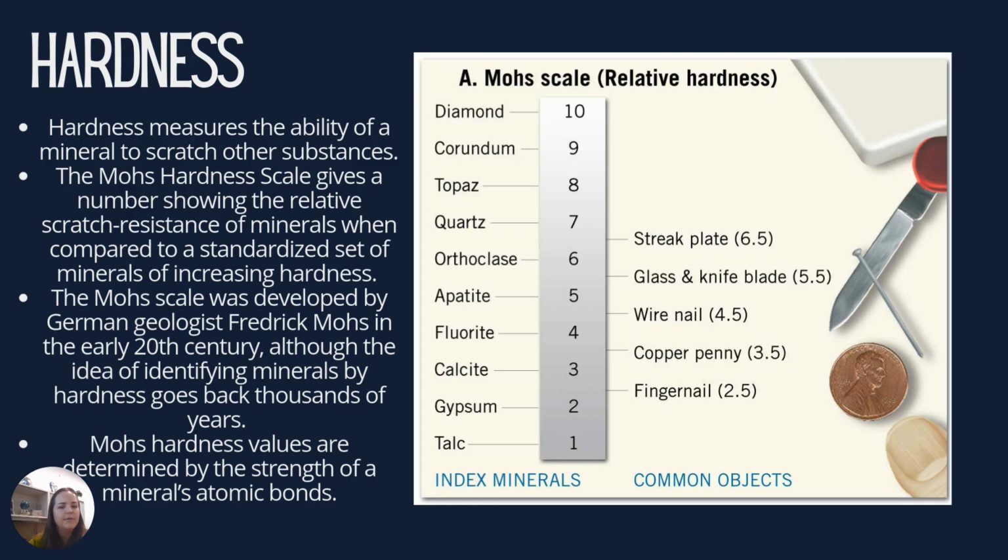You'll see in lab that we're going to use a fingernail, copper penny, and a glass plate. We're going to take each of those minerals and see if they'll scratch that object. If it scratches that object, it's harder than that object. And then we would place it somewhere on this hardness scale.